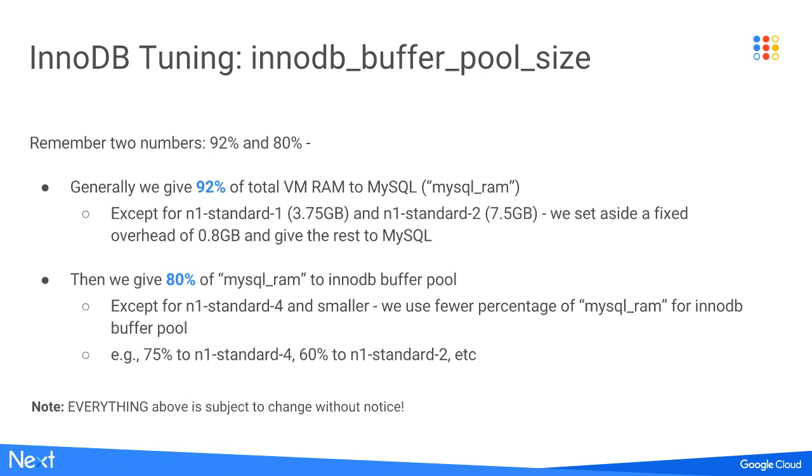Now, there are a bunch of caveats here because on smaller VMs, for N1 standard 4 and below, and even for micro and small, those little VMs, we have to tune down those numbers to make sure they can run safely and reliably, and they don't crash. So for those who are interested in doing performance work, if they get an N1 standard 8 and above, then these two numbers will apply.